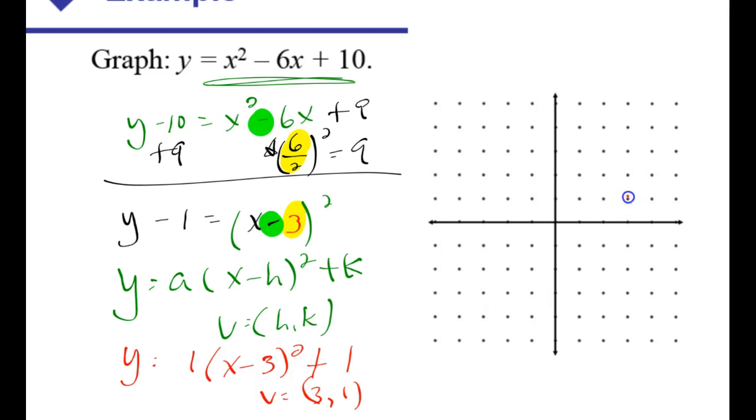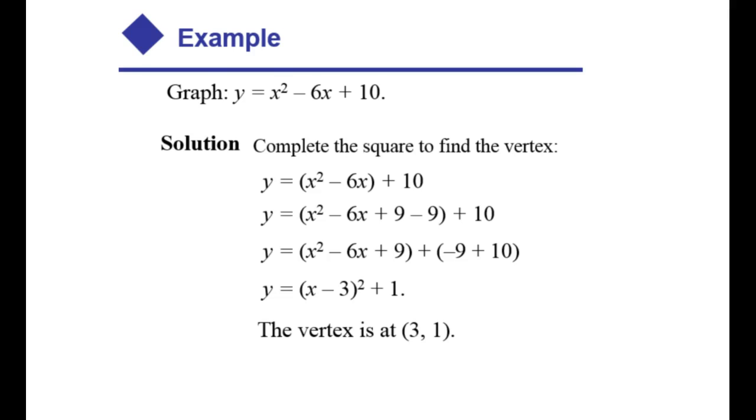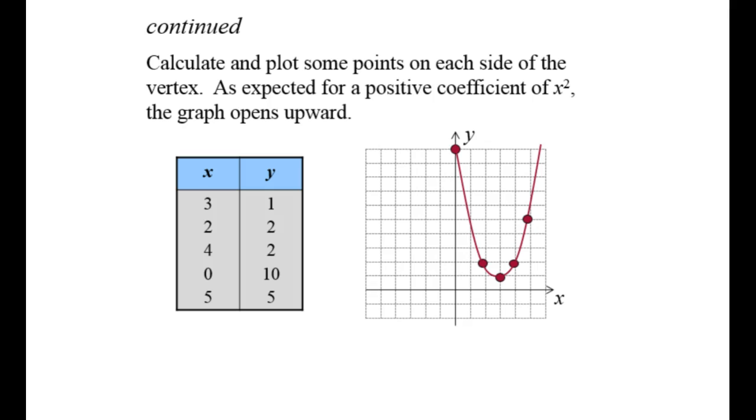So I'll plot that right here. And then I'm given the value of a, and a is 1. So I can just go over 1, up 1, over 1, up 1, and find 2 more points, and I know that I have symmetry. So that's a fairly good graph. If you would like to find additional points, you can. Just plug in for x and solve for y, but you can see there's your point, and that value of a is telling me go over 1, up a.